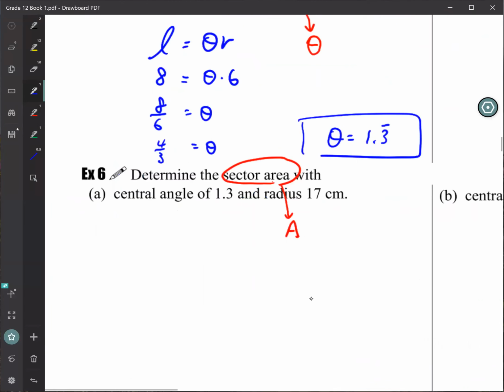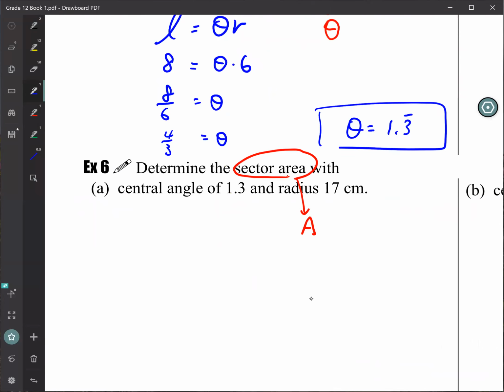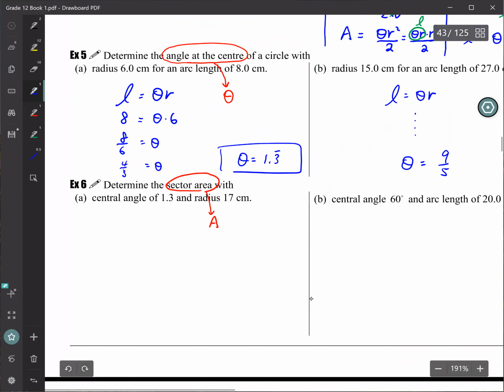Does 1.3 have a degree on it? No, it doesn't. So 1.3 is a radian. Okay, so if you get the answer for A, please raise your hand.